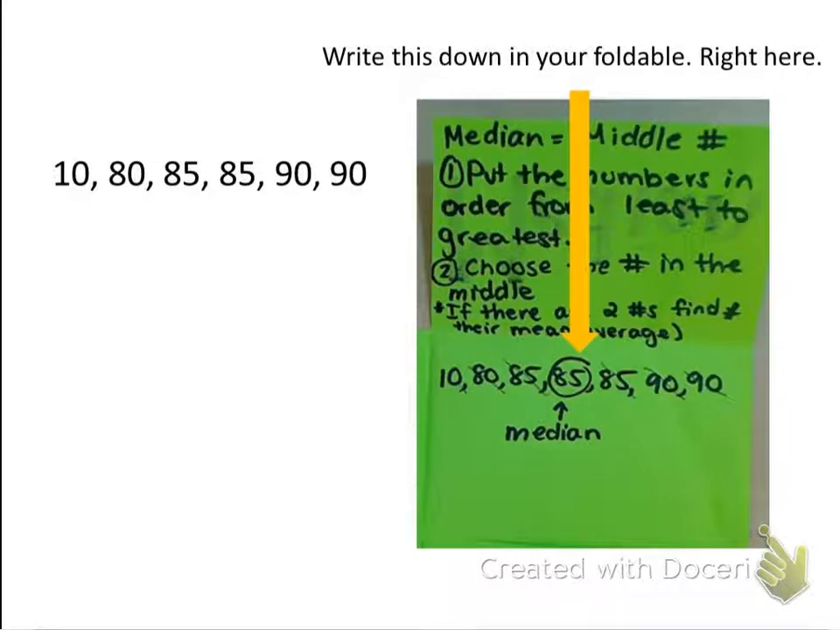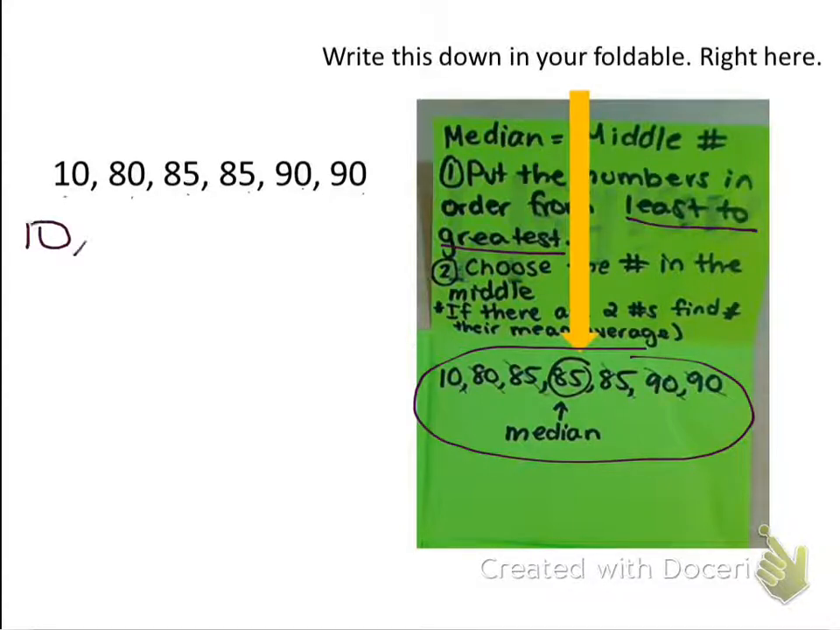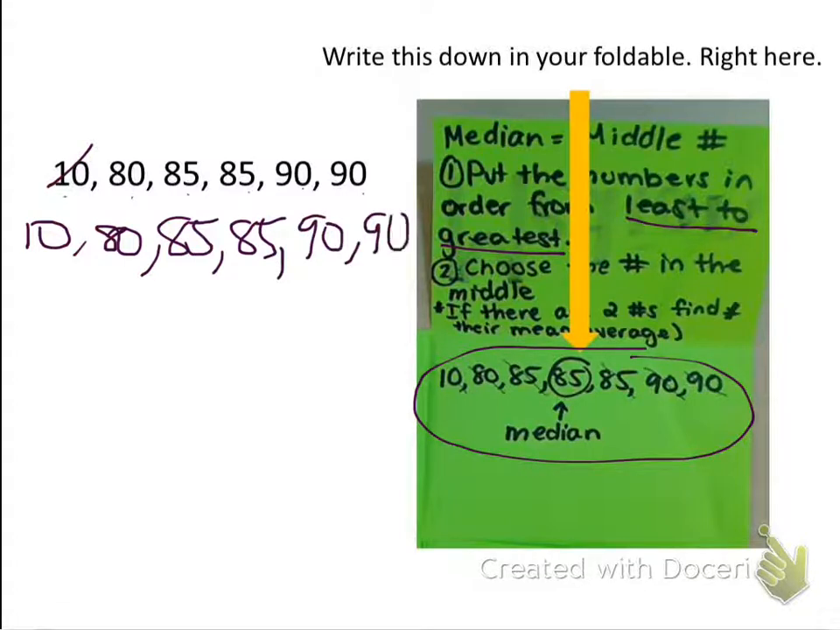Alright, this part you're going to write down in your foldable down here. So, we are going to find the median of 10, 80, 85, 85, 90, and 90. Our first step is to put them in order from least to greatest. Okay, the smallest number is 10, so 10, cross that out. Oh, they're already in order. 10, then we have 80, 85, 85, 90, and 90. In this situation, they were already in order, but if they weren't, you would have to.